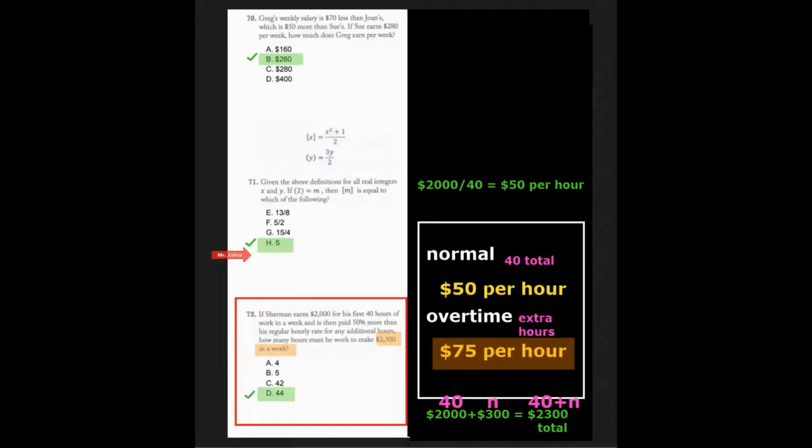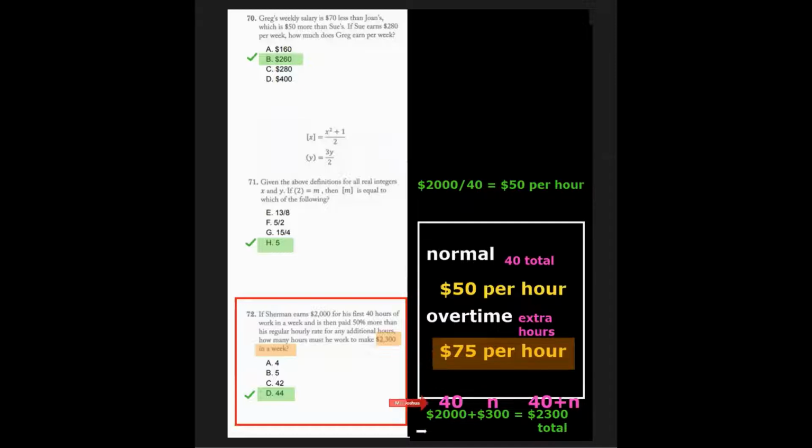Question 72. If Sherman earns $2,000 for his first 40 hours of work in a week, and then he's paid 50% more than his regular hourly rate for any additional hours, how many hours must he work to make $2,300 in a week? Well, to figure out his hourly rate, take 2,000 divided by 40, and that means that Sherman earns $50 per hour. That means that if he works more than 40 hours, you should pay him more, and he's paid $75 per hour for any overtime. That's 50% more. Half of 50 is 25, plus 25 is $75 per hour.